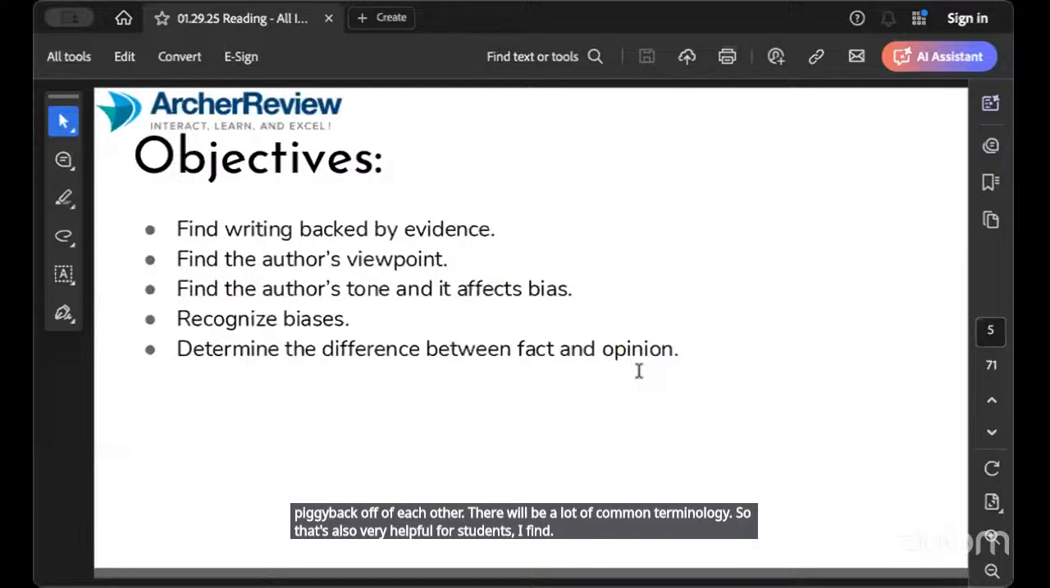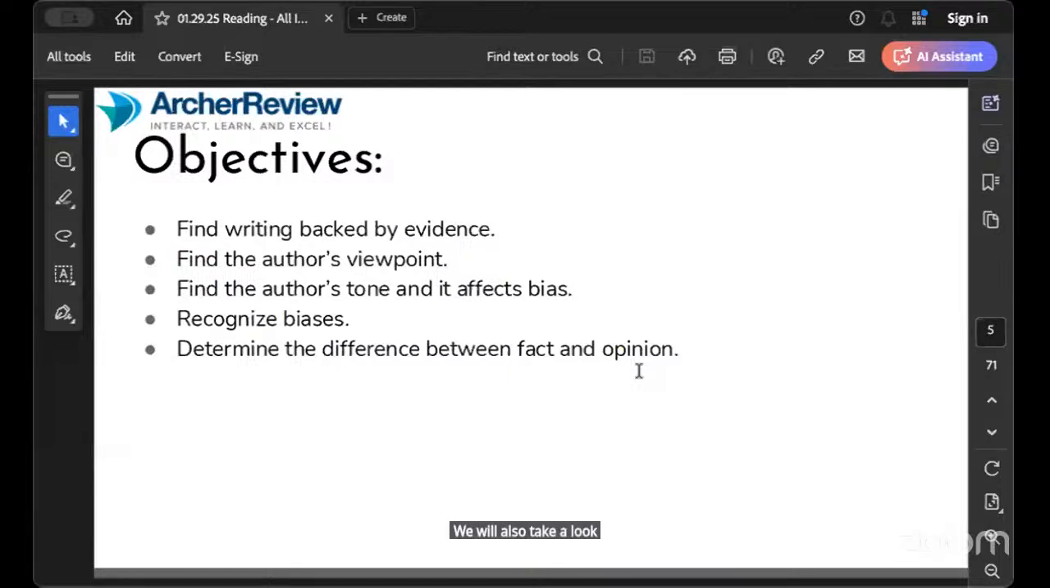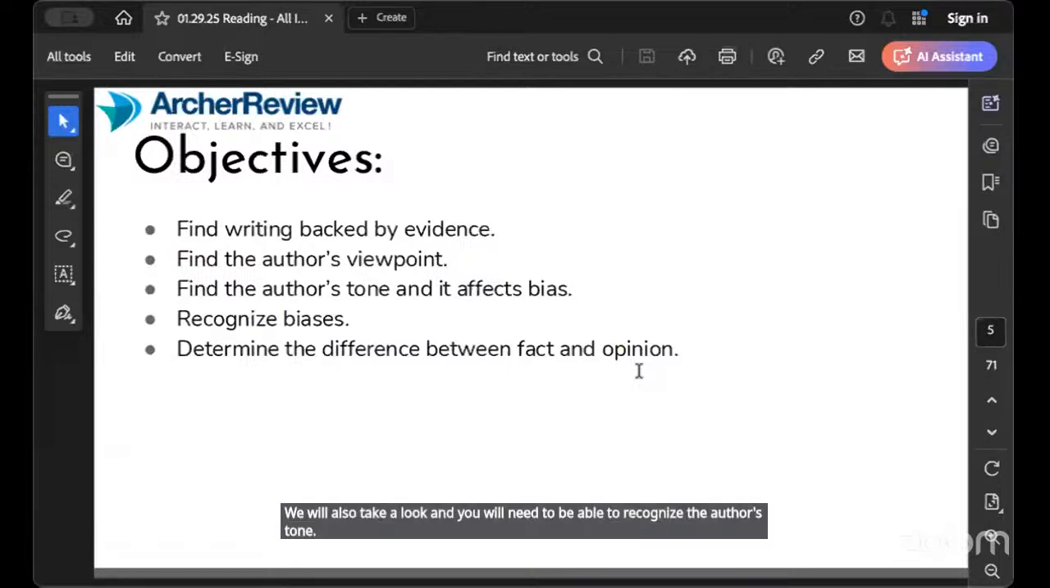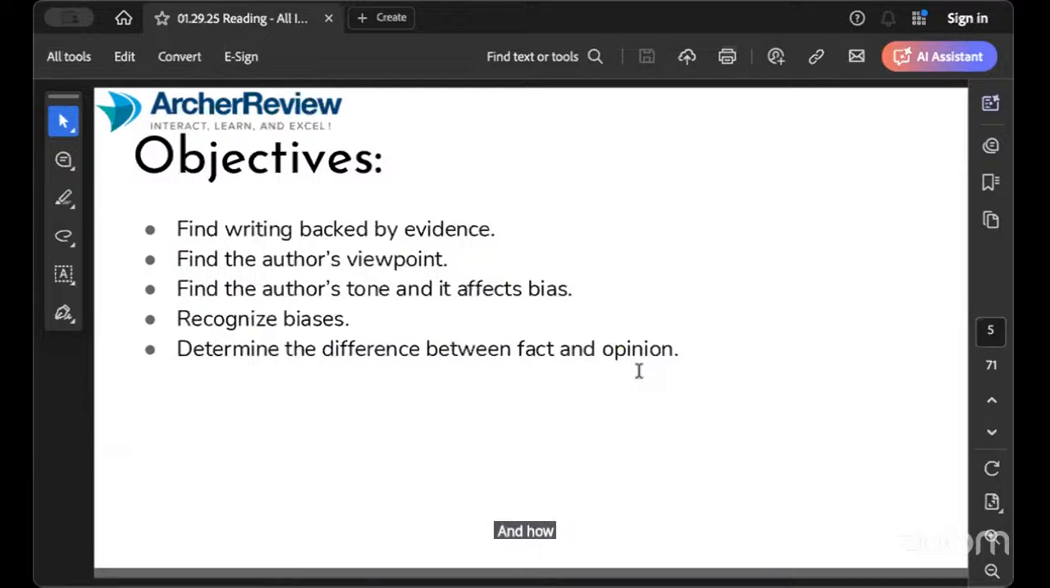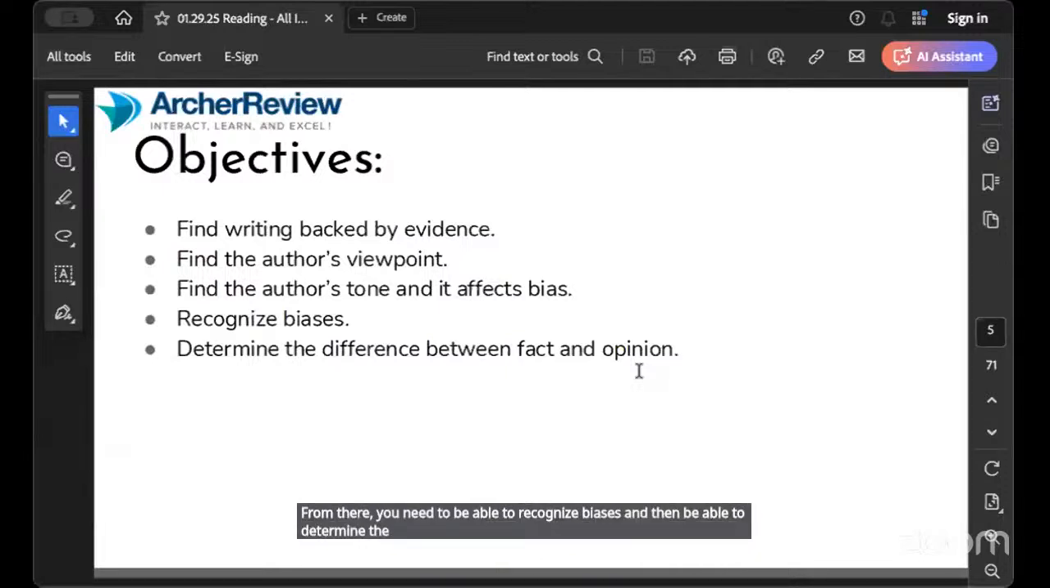We will also take a look, and you will need to be able to recognize the author's tone and if and how it affects and projects bias into the writing. From there, you need to be able to recognize biases and then be able to determine the difference between fact and opinion. So all of these points up here will lead to this last one, being able to determine fact versus opinion. So like I said, lots to do tonight, and we're going to jump right on in.